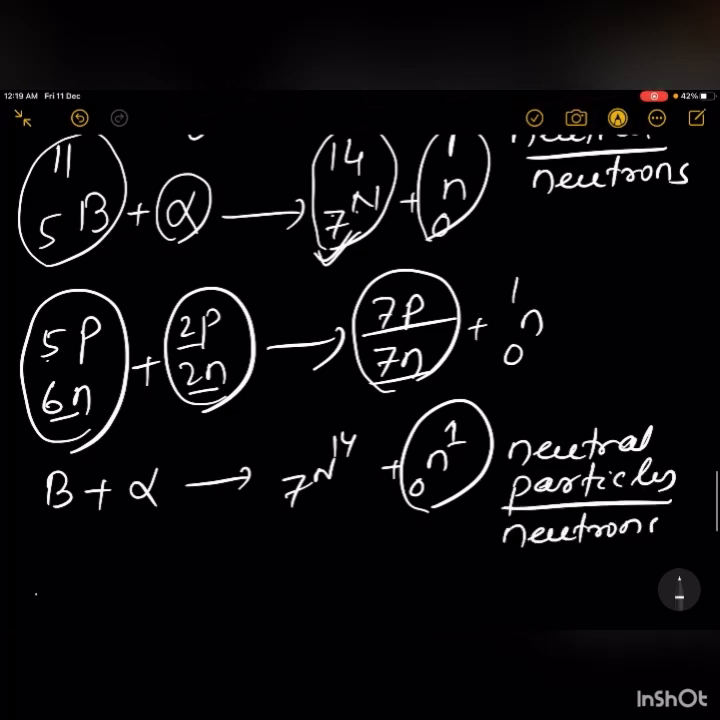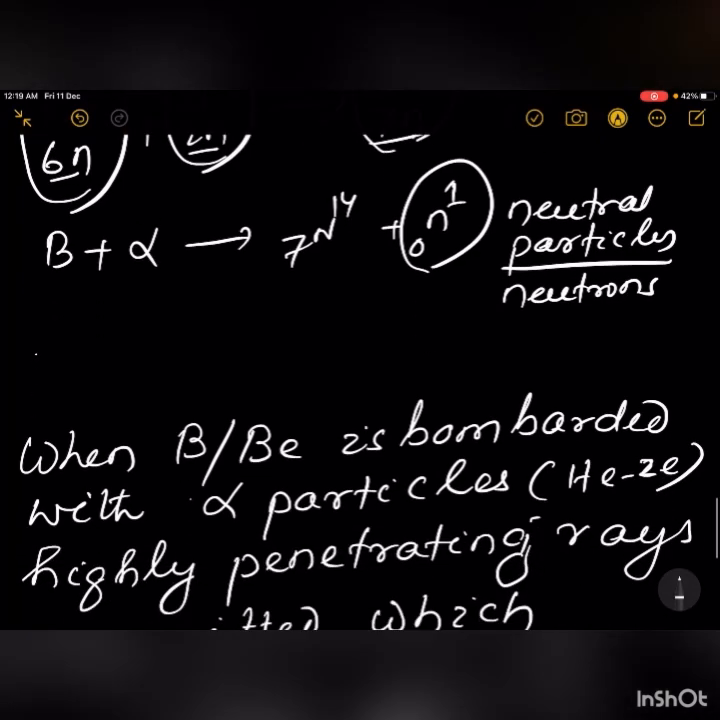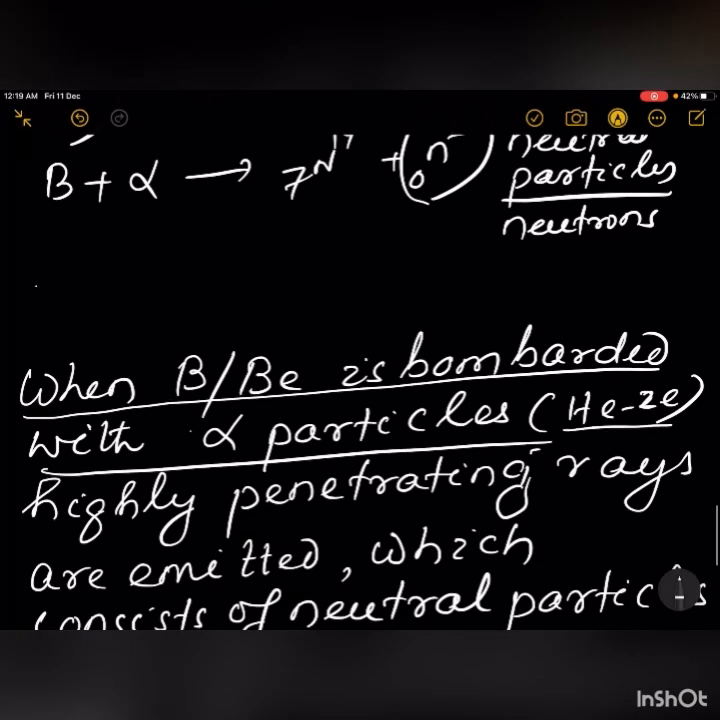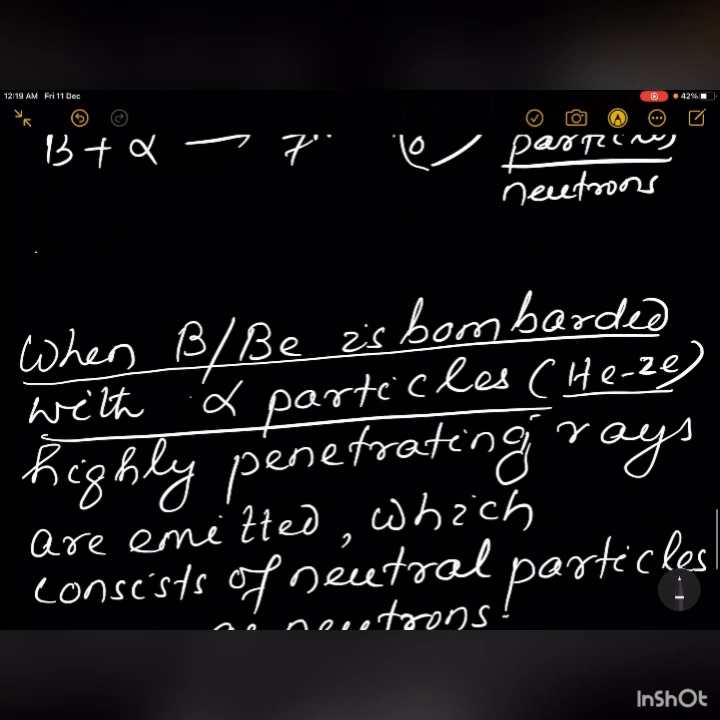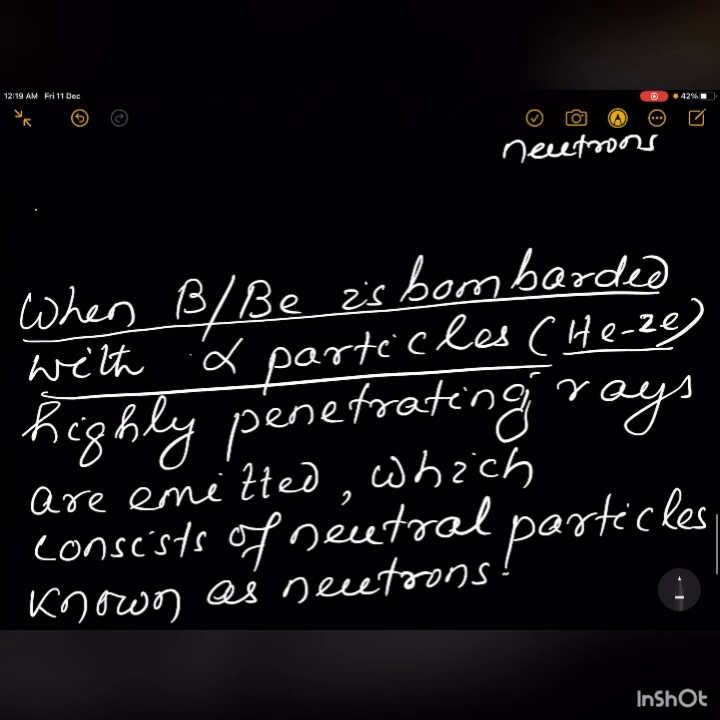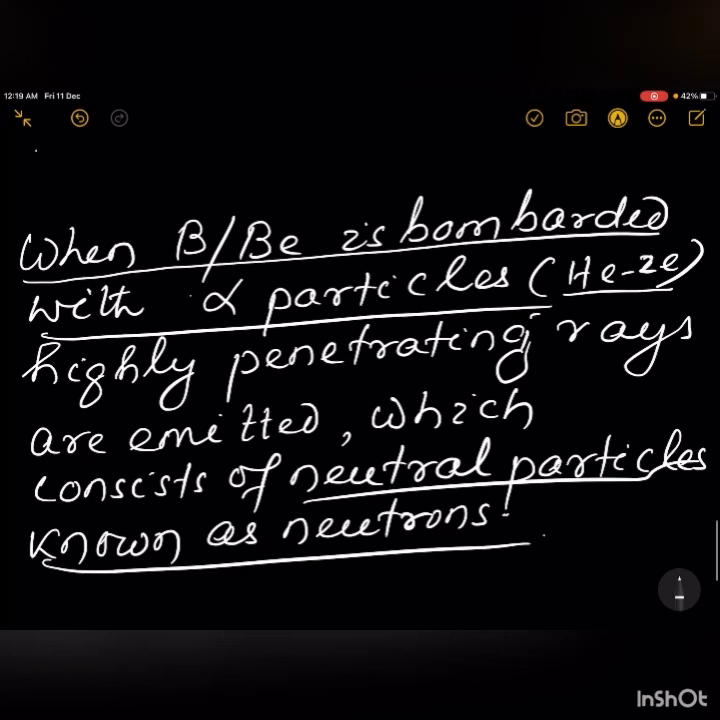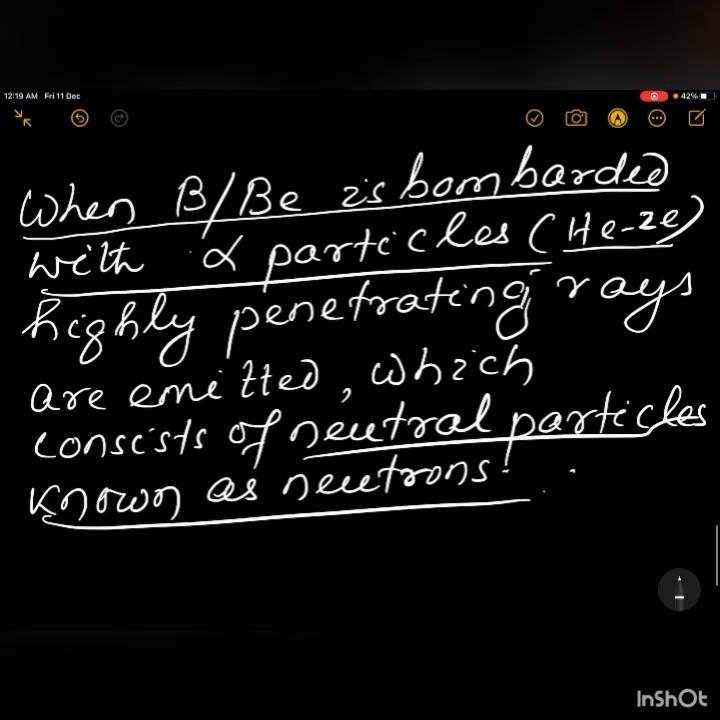So you can say, when boron or beryllium is bombarded with alpha particles, what is alpha? That you know, He without 2 electrons. Highly penetrating rays are emitted which consist of neutral particles known as what? Neutrons. And neutron has no charge, so it is written as 0n1.